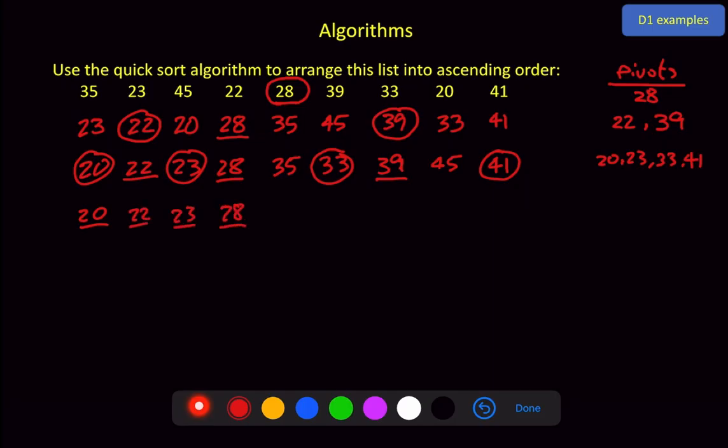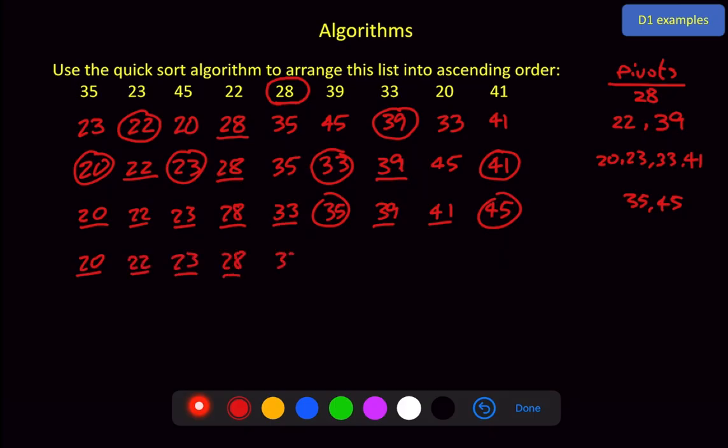Single number lists. 33, I'm comparing 35. 35 is bigger, so I write 33 here. 35 has not yet been a pivot. 39 is here. 41, and then 45. Now 35 and 45. And then I get to write the whole thing out again. 35 obviously is in its right place. And 45 here. All have been pivots. Therefore, the sort is complete.